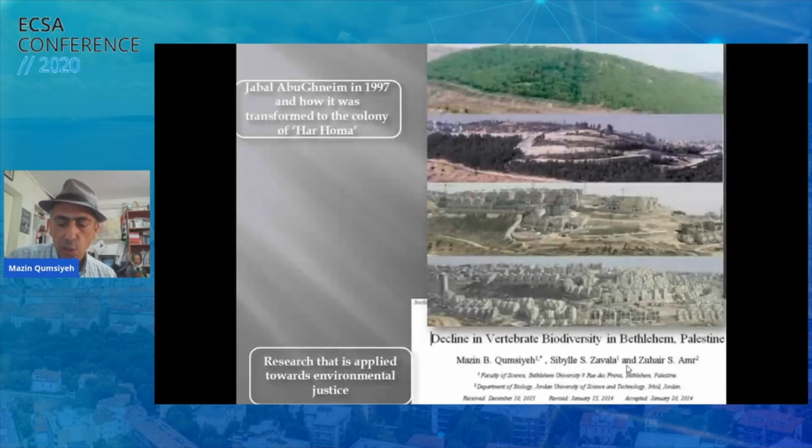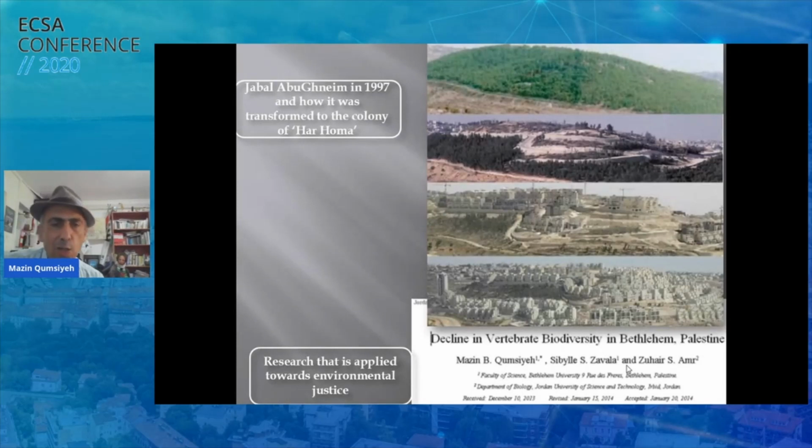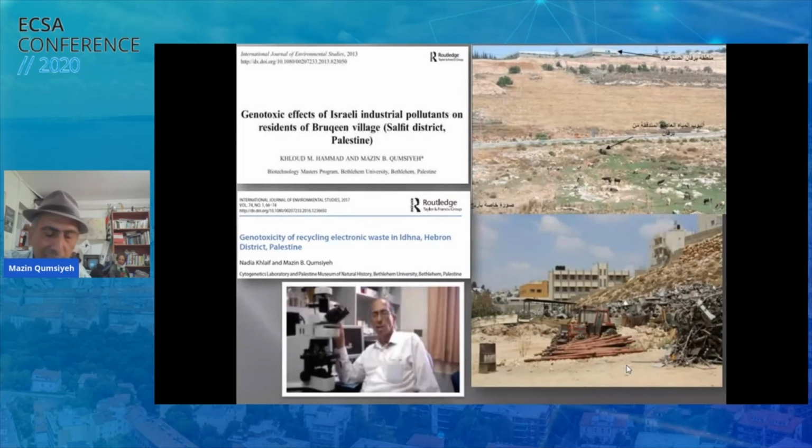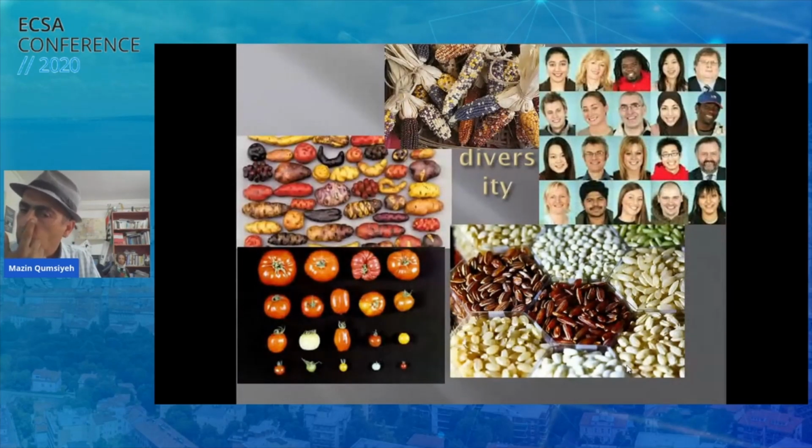And of course, there are environmental and other ramifications of this. For example, Jewish colonial settlements built on Palestinian land, like this hill on Jabal Abu Ghnaim. This is what it looked like on the top in 1997 and what it looks like at the bottom today. Also, Israeli industrial settlements have dumped their toxic waste on the Palestinian population, and my students did some studies on this. Now, we are obviously, as a people, very interested in diversity of nature and diversity of society.